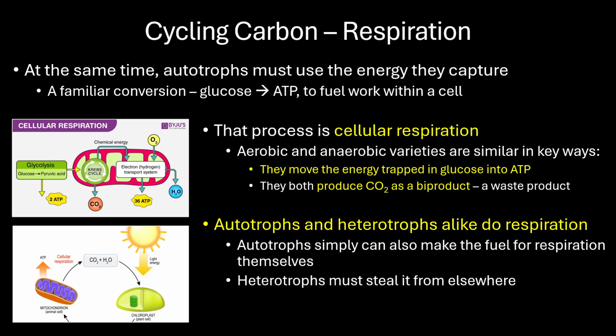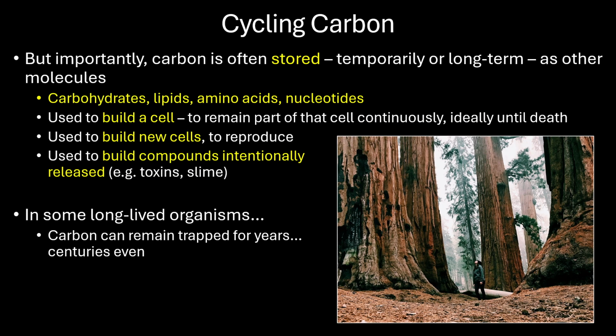It's just that autotrophs will make the fuel for respiration from scratch. Heterotrophs have to acquire that fuel elsewhere, right? They have to eat autotrophs or other heterotrophs in order to get that fuel to power that process. So we have this cycle, right? We can take carbon dioxide, make it into sugar. We can take sugar, we can break it apart as well and make it into carbon dioxide.